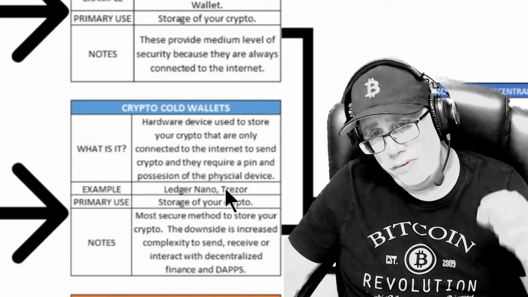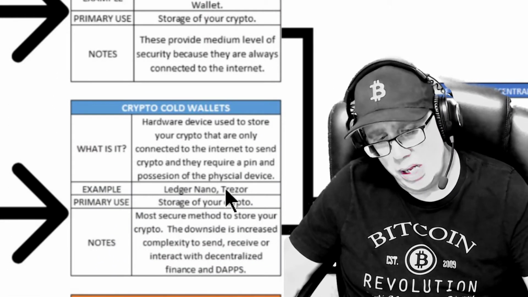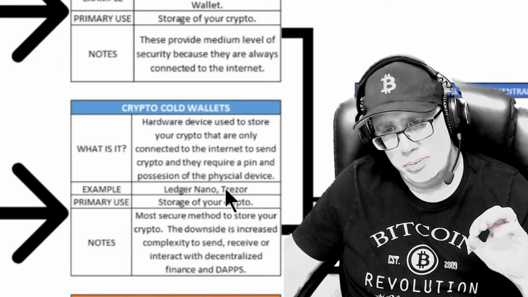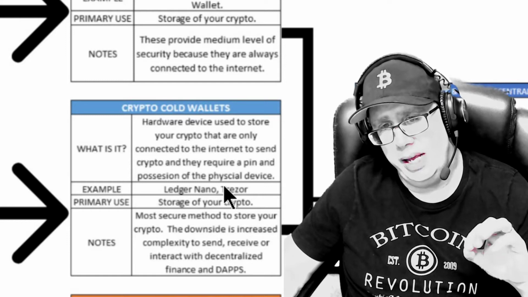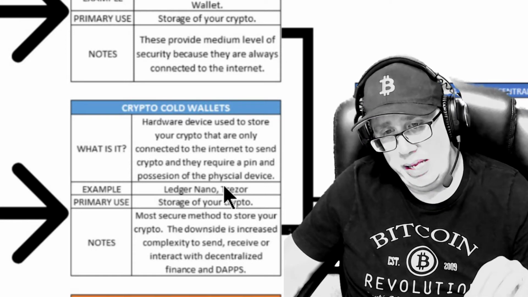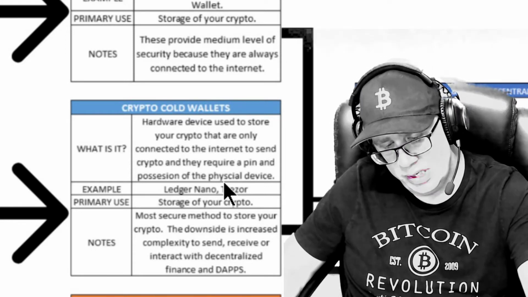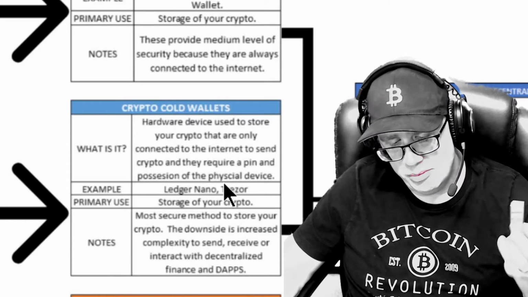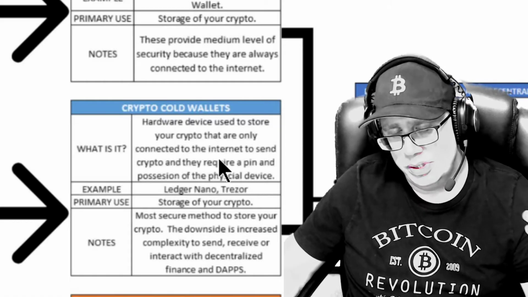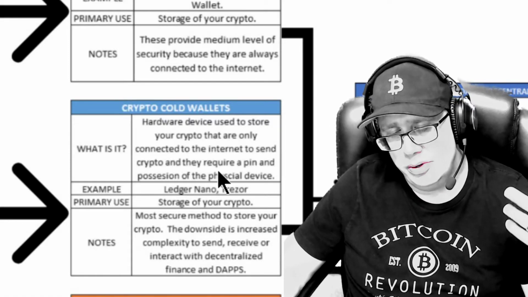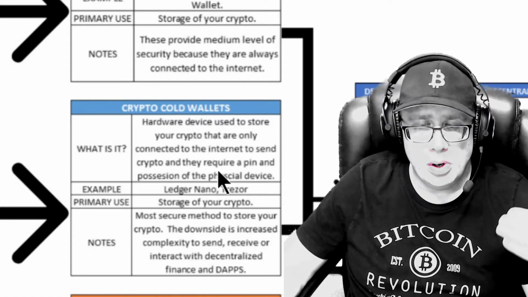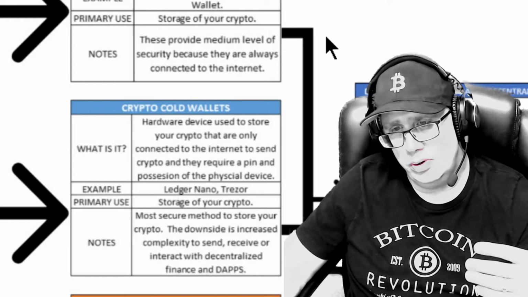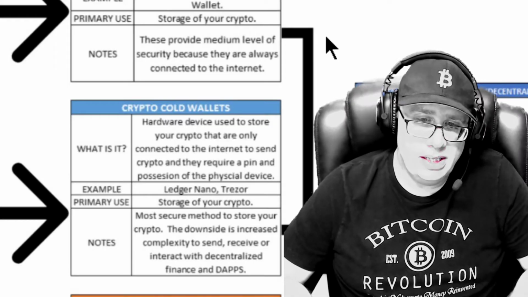These are actual physical cold wallets, hardware devices that are used to store your crypto, and they're only connected to the internet when needed, and they require a PIN and possession of a physical device. One such device would be a Ledger Nano, like this one I have in my hand, or a Trezor, or something like that. There's multiple ways, but crypto cold wallets are considered the most secure way to store your crypto.